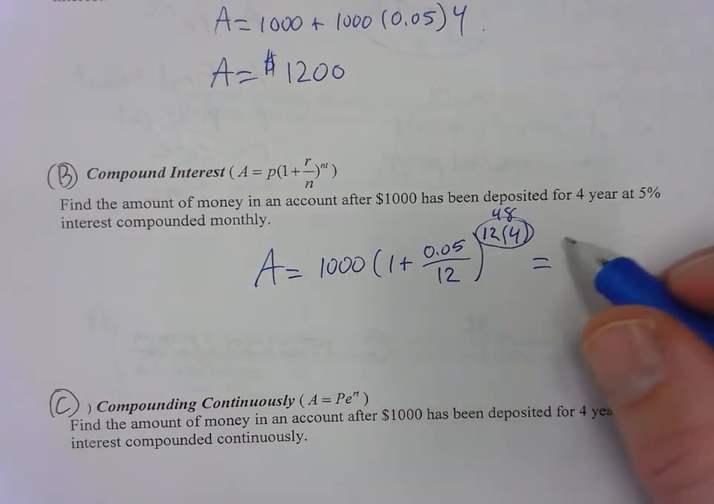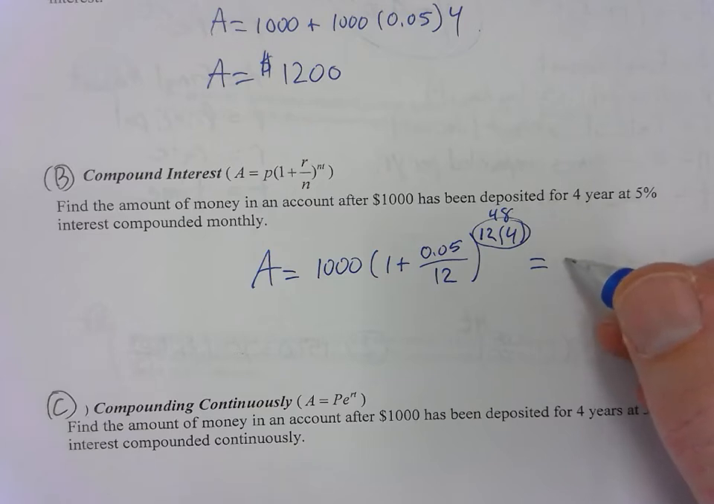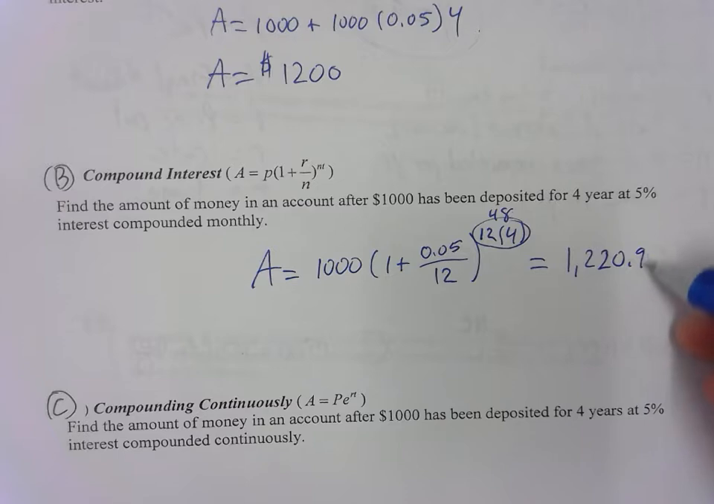So we type this in, and we get a little bit more money because of the compounding of the interest. You're getting interest upon your interest. It's $1,220.90.